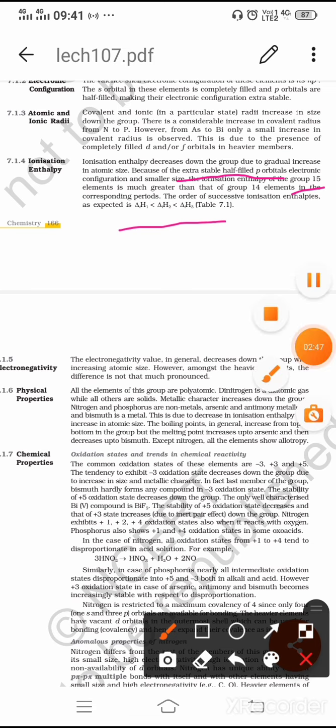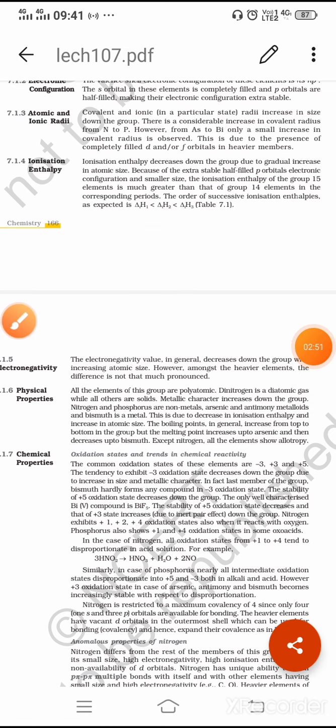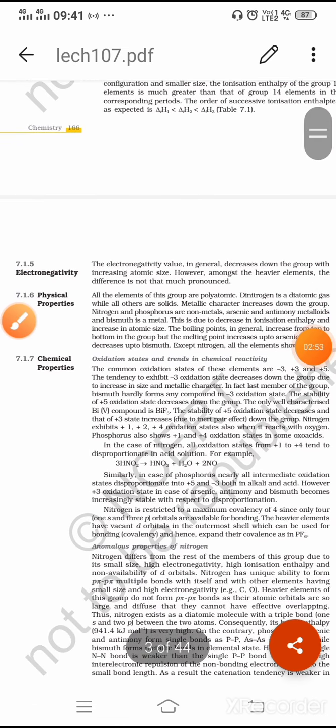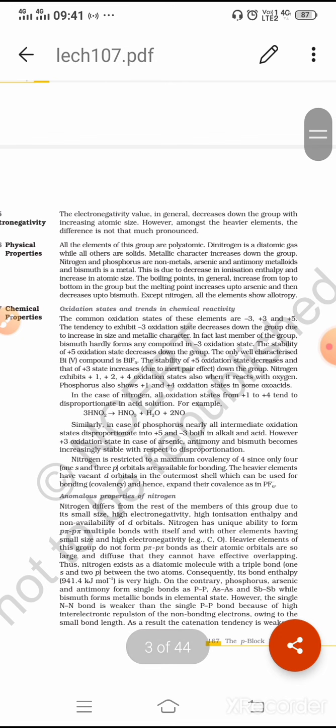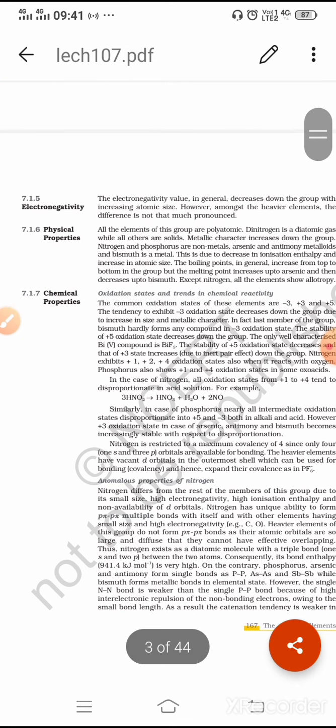Now coming to the next property, electronegativity. What is electronegativity? The ease with which an atom attracts the electron from another atom. This property decreases down the group simply due to increase in size. The nuclear charge effect decreases and electronegativity also decreases from nitrogen to bismuth.